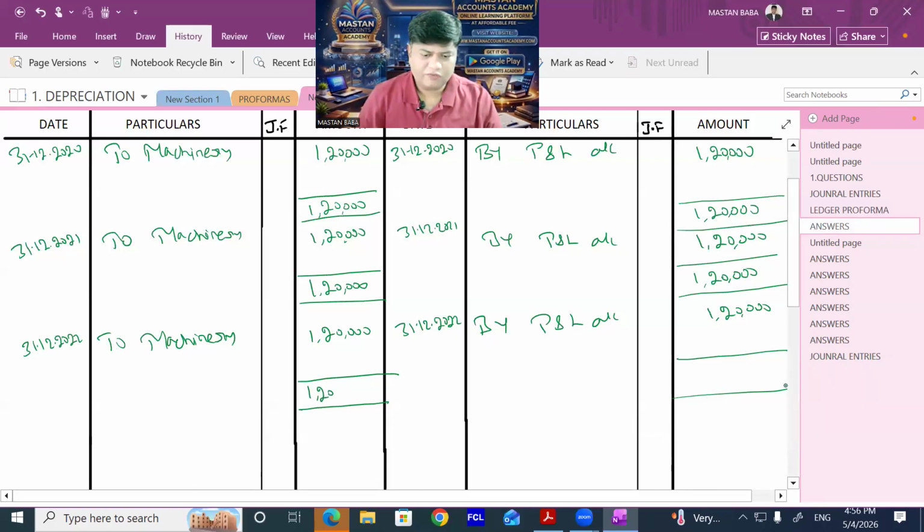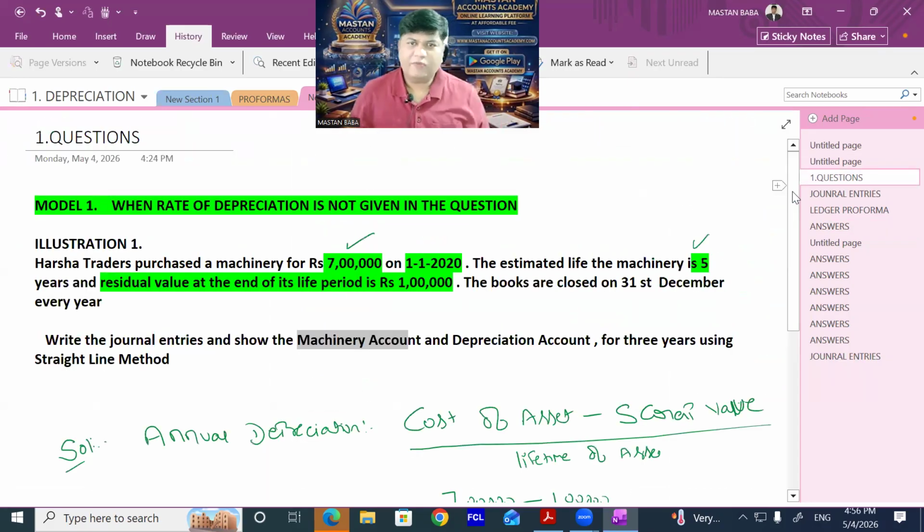So dear students, just once again, I want to revise it more. In the question, they have not given the rate of depreciation. Just go through the question more. In the question, the rate of depreciation is not given.